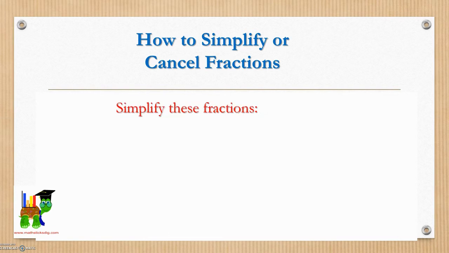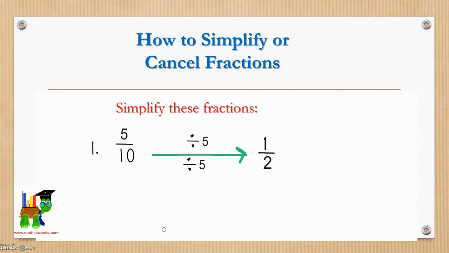Now, let's try this one. Simplify 5/10. What goes into 5 and 10? So both of them are multiples of 5, so obviously you can divide both numerator and denominator by 5. So 5 divided by 5 gives you 1, and 10 divided by 5 gives you 2. So you have 1/2. You cannot simplify that any further.